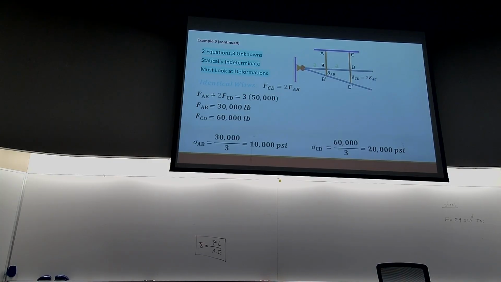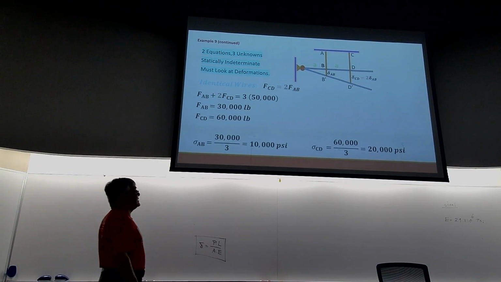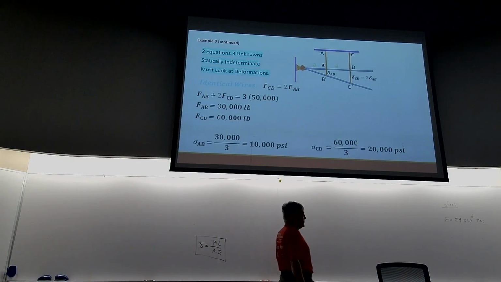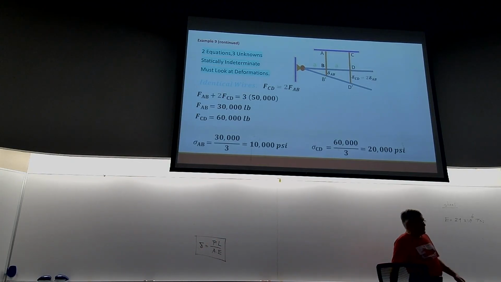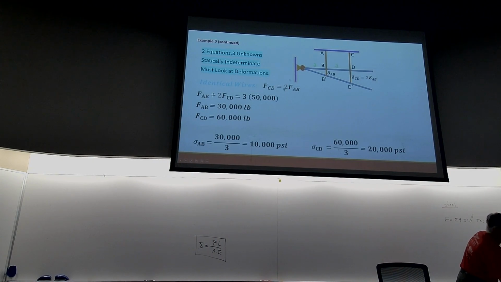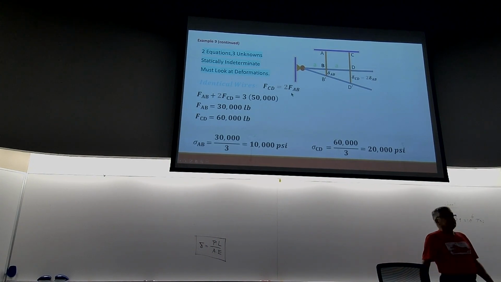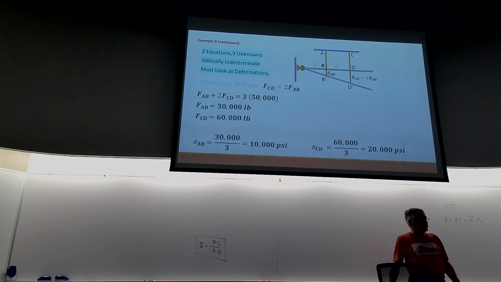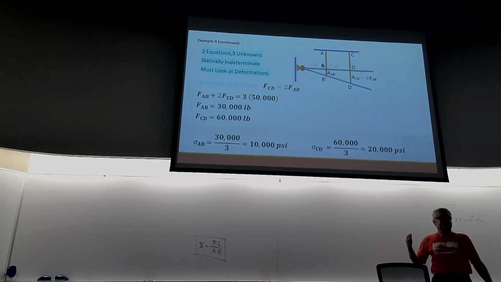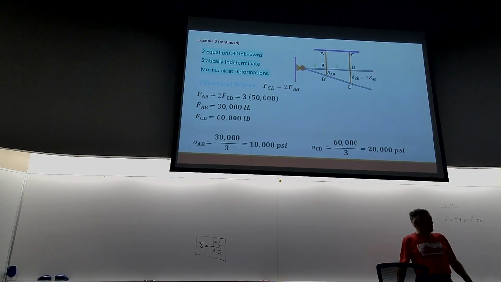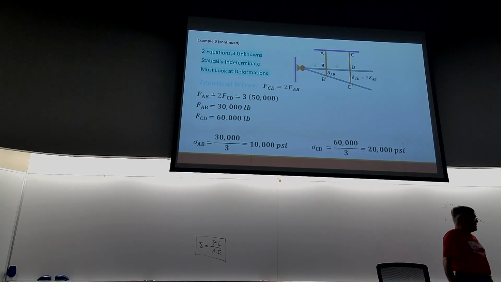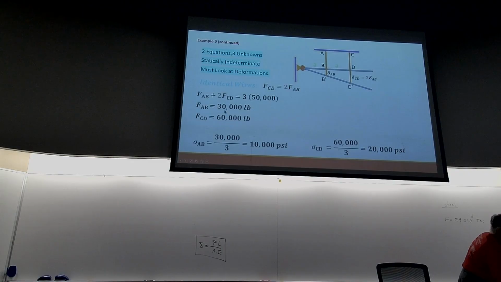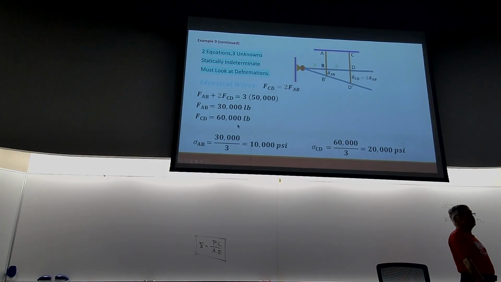So there's your additional equation. FCD is 2 times FAB. This comes from studying deformations. Now we have 3 equations and 3 unknowns, so you could solve for all the forces. These are the forces. FAB, 30,000 pounds. FCD is twice as big.